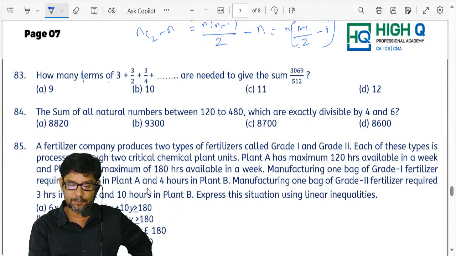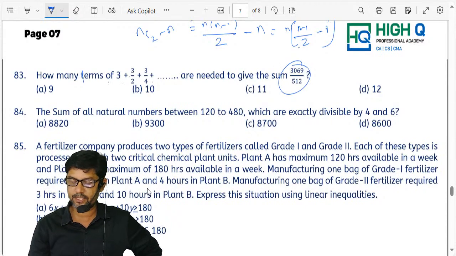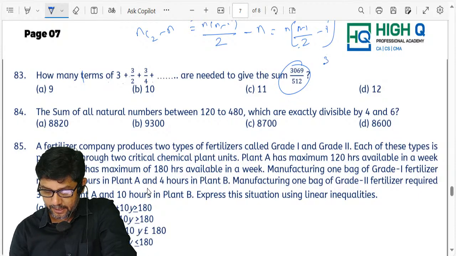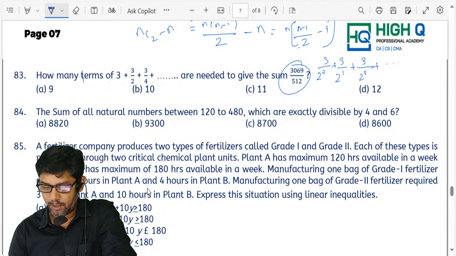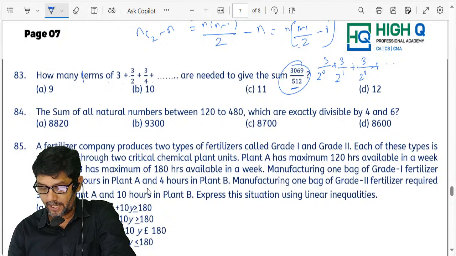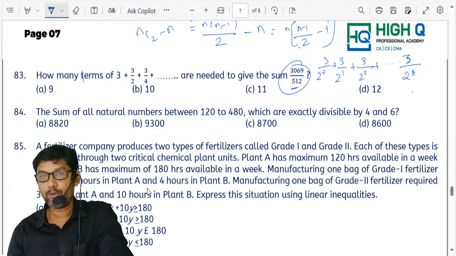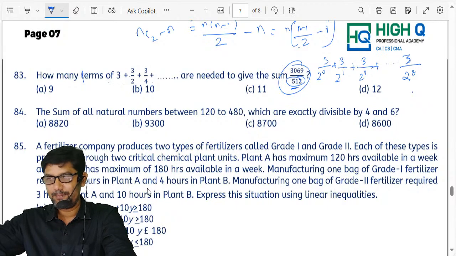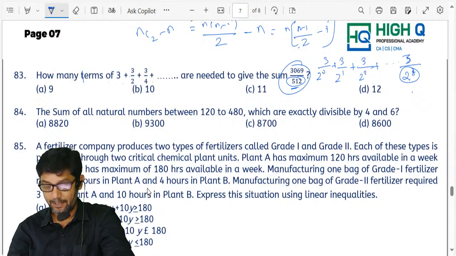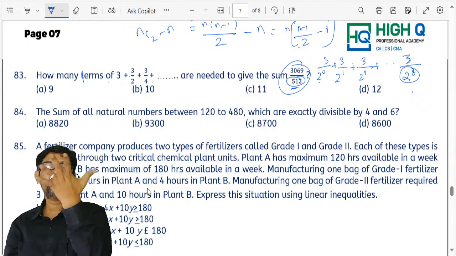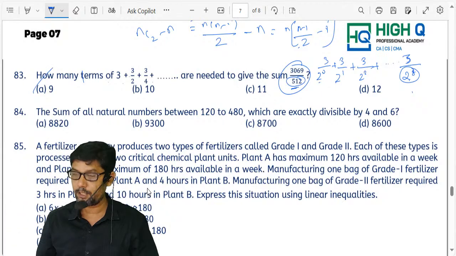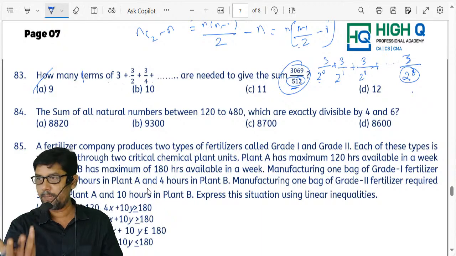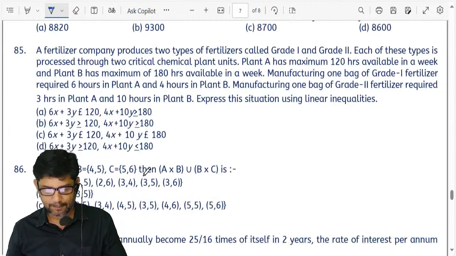Next. How many terms of 3 plus 3 by 2 plus 3 by 4 dot dot dot to add 3069 divided by 512? So this is 3 by 2 power 0, 3 by 2 power 1, 3 by 2 power 2 plus dot dot dot. If I want LCM as 512, I should add up to what? 3 by 2 power 8. See, the denominator is 512, so LCM must be 512. So last number must be 2 power 8. So 2 power 0, 2 power 1, 2 power 2, 2 power 3, 2 power 4, 2 power 5, 2 power 6, 2 power 7, 2 power 8. And answer. No sir, I will do sum of n terms formula. Please apply it and get the value of n. That's one method.